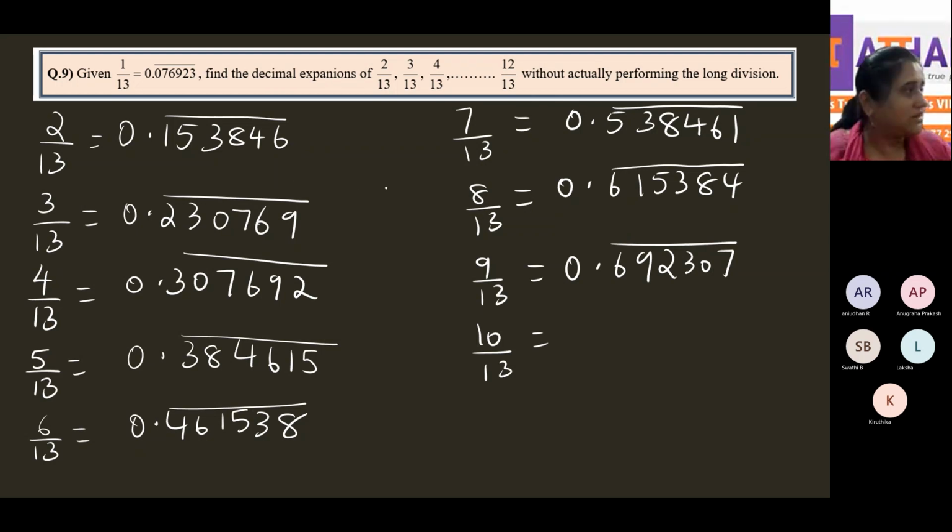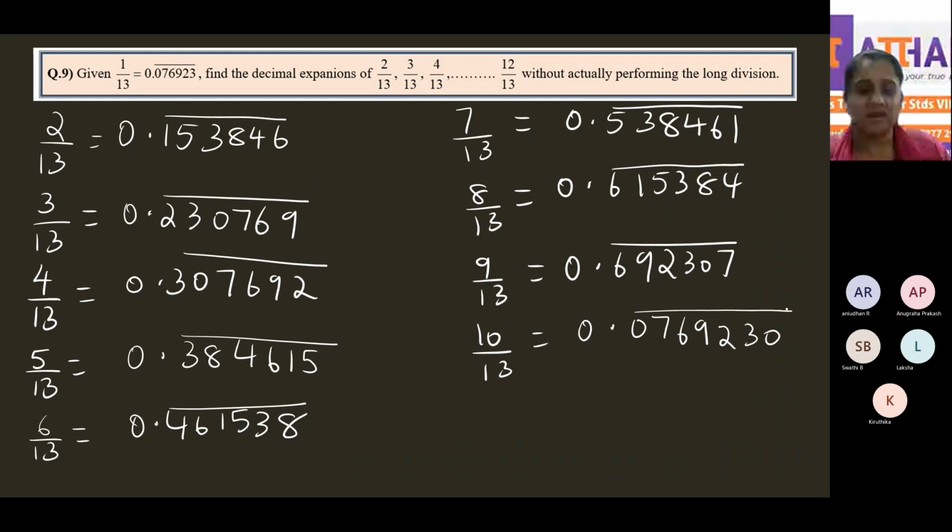Yes, 10 by 13. 0.0769230, 9 to 30 bar. Very good. Ritza, 11 by 13. Doing okay. Finish? Okay, 1 minute. I want Kamalika to answer. Roshni also.